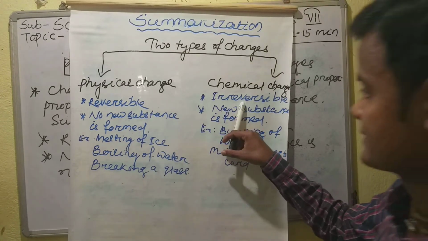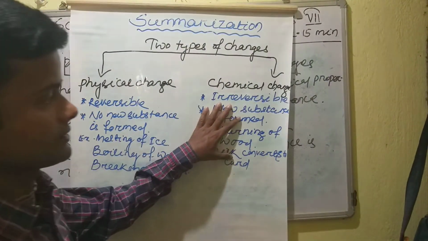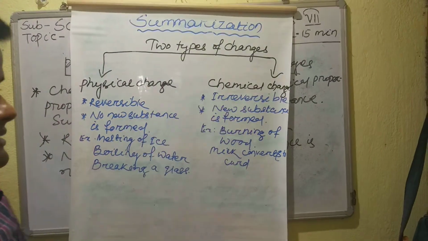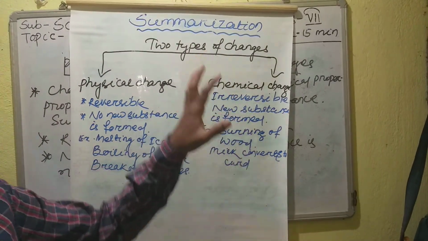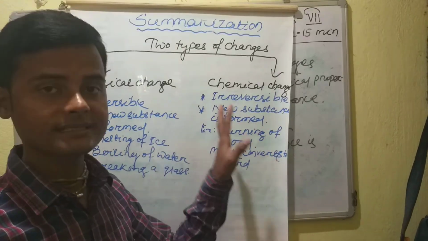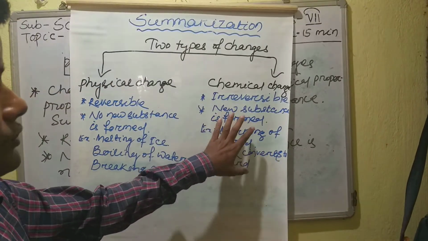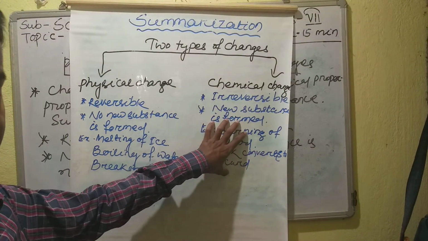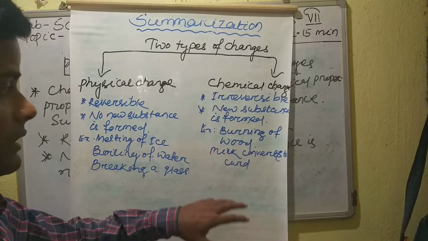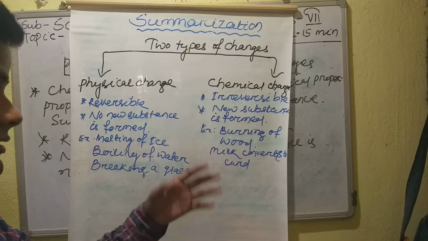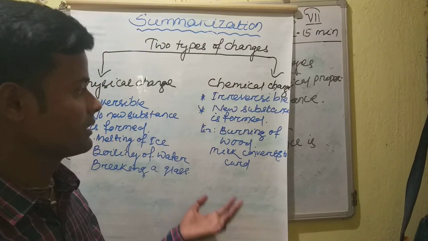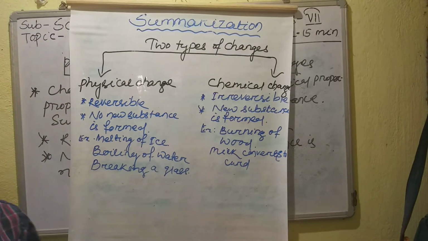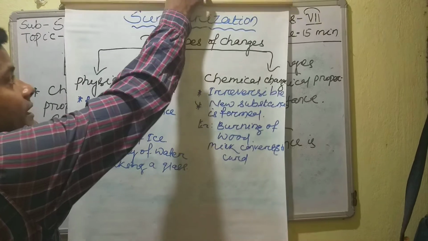And chemical changes. Chemical change is irreversible. It is just opposite of physical changes. Irreversible means we cannot get the original substance again, right? And new substance is formed. Burning of food, if wood is burned, we cannot get the wood again. So in chemical changes, new substance is formed, right?